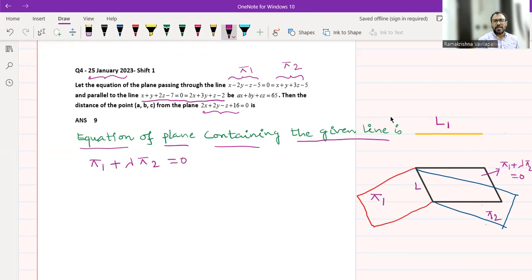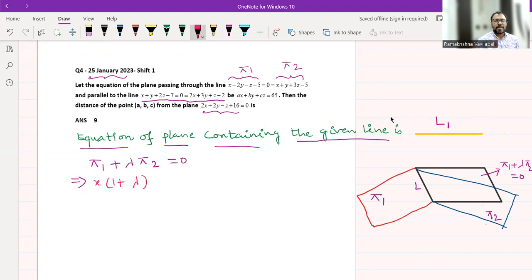So pi 1 plus lambda pi 2 equal to 0. Now we need to substitute pi 1 and pi 2. Here you see, the x coefficient in the first plane is 1. In the second plane, the x coefficient is 1 and multiply with lambda. So you will get x into (1 plus lambda).